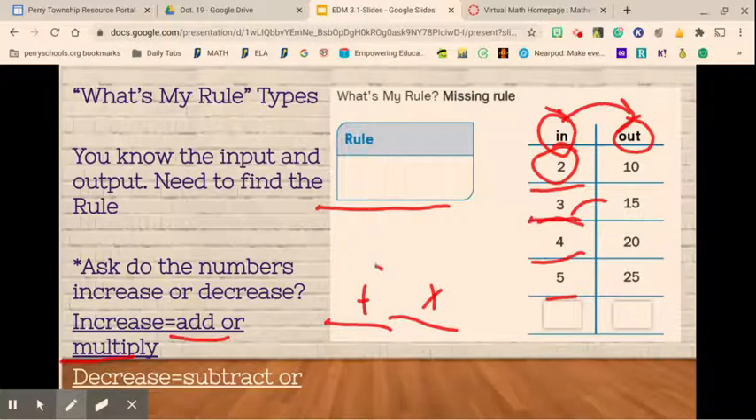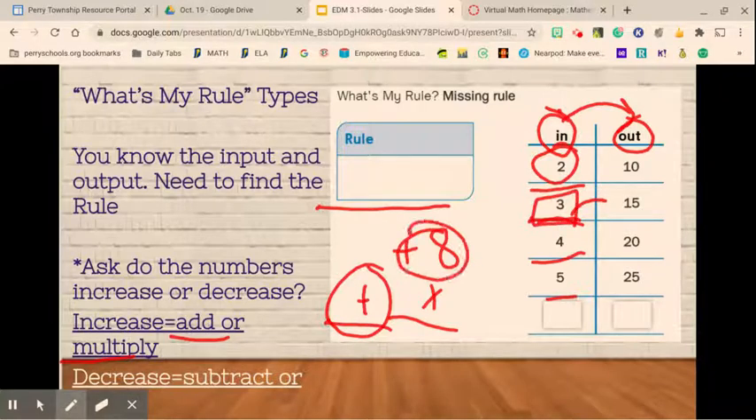So I'm just going to try add first. So I have to think about 2 plus something equals 10. Well, 2 plus 8 equals 10. Let's see if I add 8 to the next number, if that gets me the output. So I'm going to do 3 plus 8, and that equals 11. It doesn't equal 15. So it makes me think that maybe add 8 is not my rule. So I don't think I'm going to be doing add.